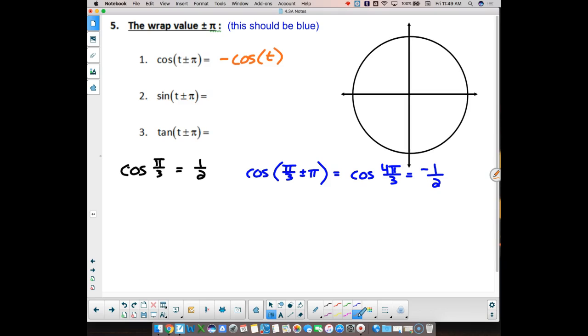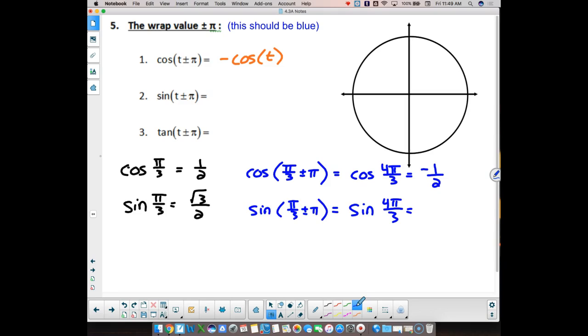Okay? Now let's look at sine. The sine at pi over 3 is equal to the square root of 3 over 2. Halfway around the circle, it's going to equal what? What's the sine at 4 pi over 3? So negative square root 3 over 2? Agree? So tentatively we're thinking it's the opposite of the sine of t.